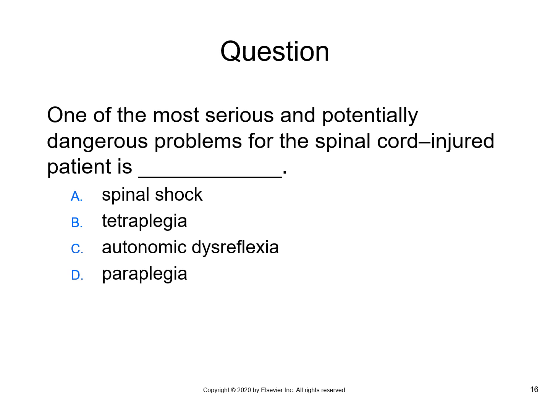I hope you answered autonomic dysreflexia, because that's the correct answer. Correct answer is C, autonomic dysreflexia. Rationale: one of the most serious and potentially dangerous problems for the spinal cord injured patient is autonomic dysreflexia. This is an exaggerated response of the autonomic nervous system to some noxious stimuli.